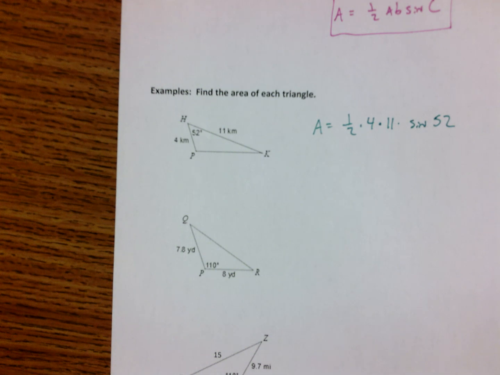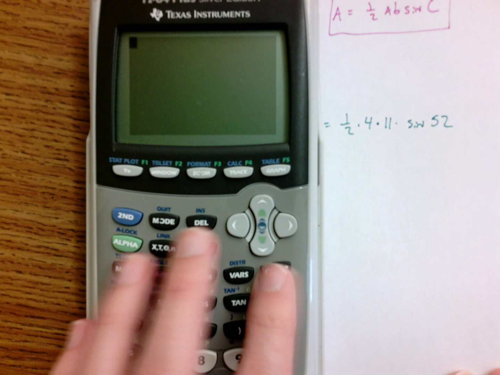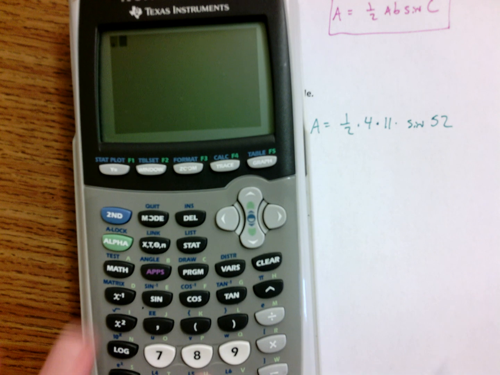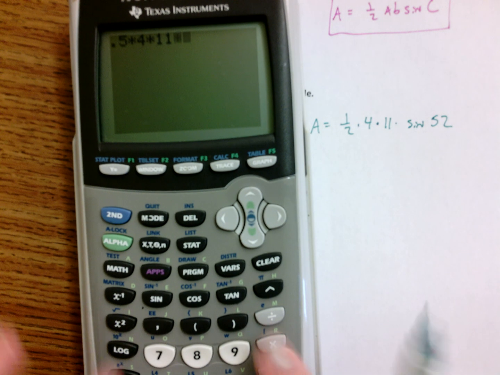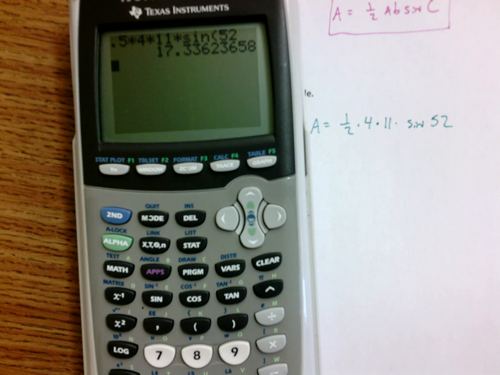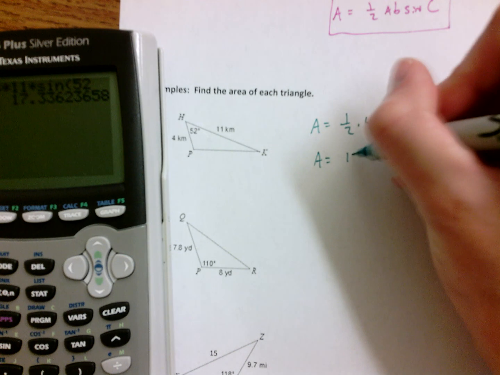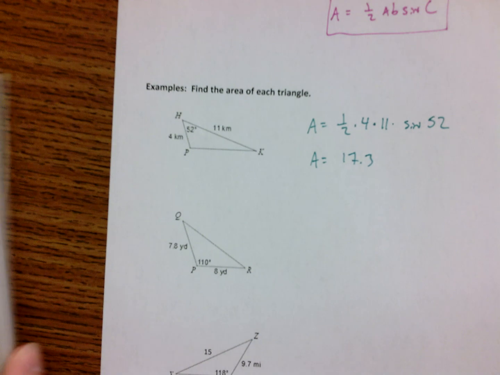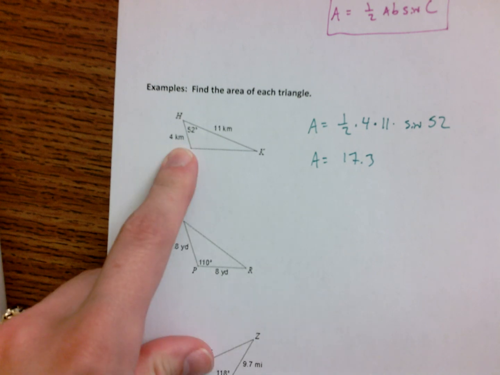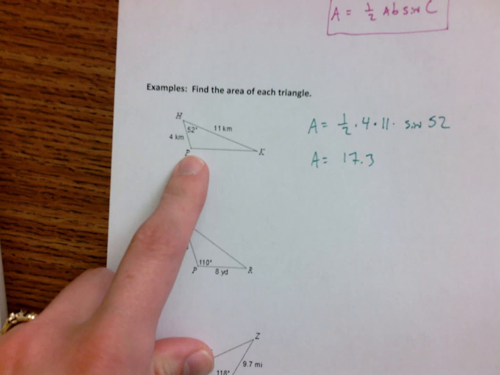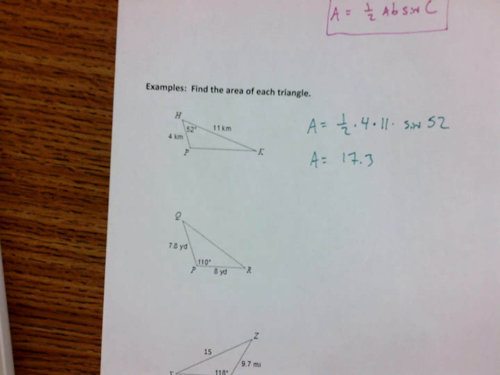Okay, and then I'm just going to flip over to my handy dandy calculator and calculate this. So 1/2 times 4 times 11 times the sine of 52 is 17.3. So the area of that triangle is 17.3. Okay, and that's so much easier, right? Imagine if you didn't know that, having to calculate the area of this triangle using 1/2 base times height. That would be a pain in the butt. So this is a lot easier.